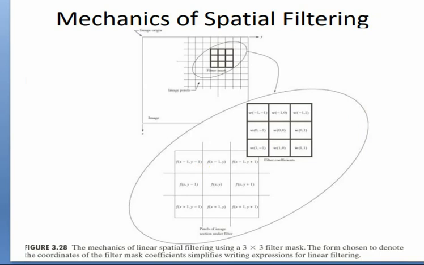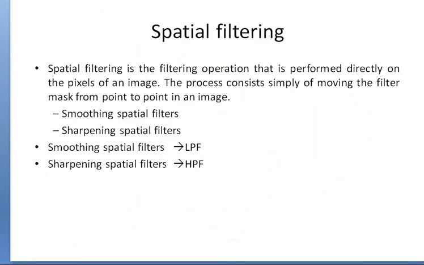So here, from neighborhood operations or spatial filtering operations, you can notice that the convolution operation is involved. Now coming to spatial filtering: as already mentioned, it is a filtering operation that is performed directly on the pixels of an image. The process consists simply of moving the filter mask from point to point in an image.